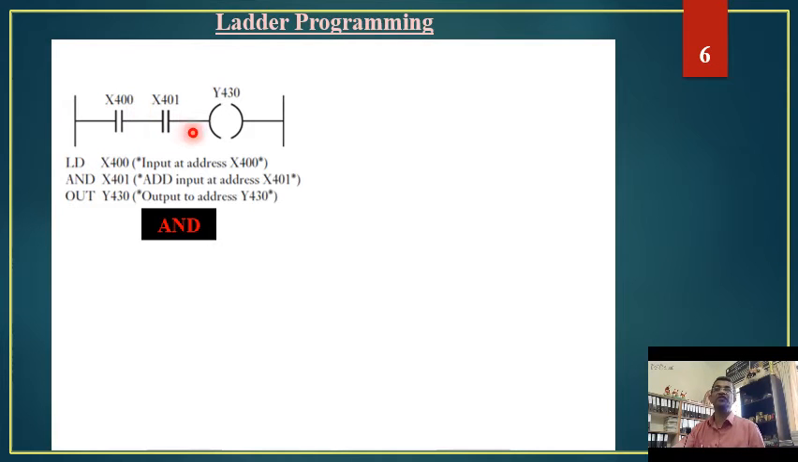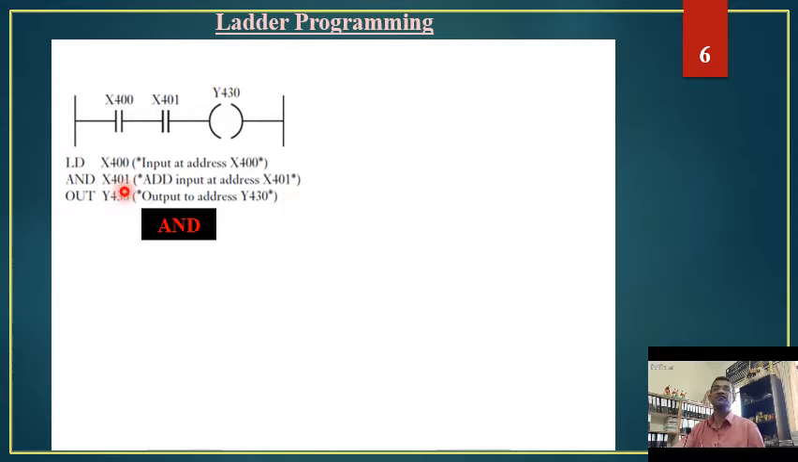Then note that we have connected one more normally open contact, X401, in series. Series means Boolean AND, that is why we have AND, followed by its address, that is X401. So AND X401 means that we add an input at the address X401.